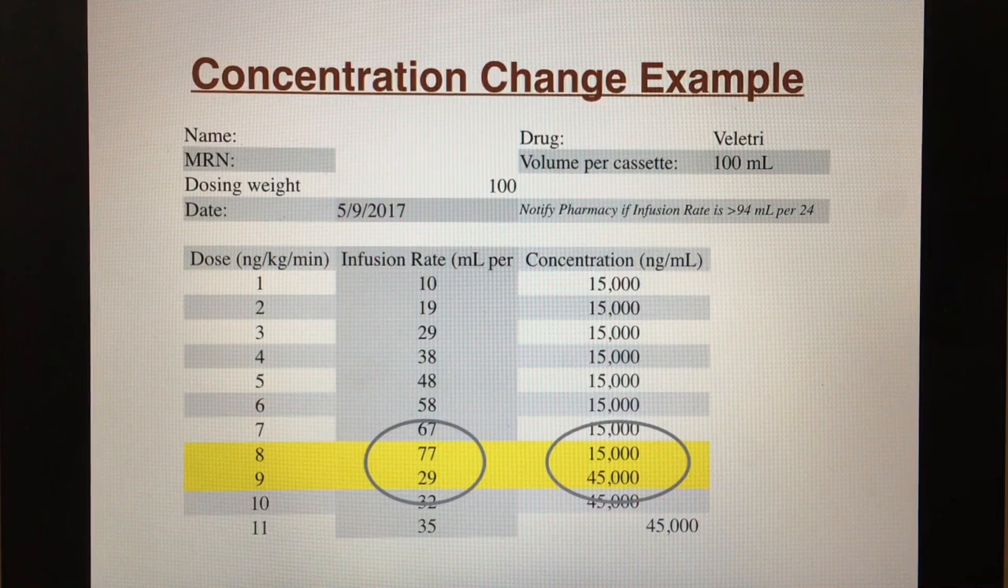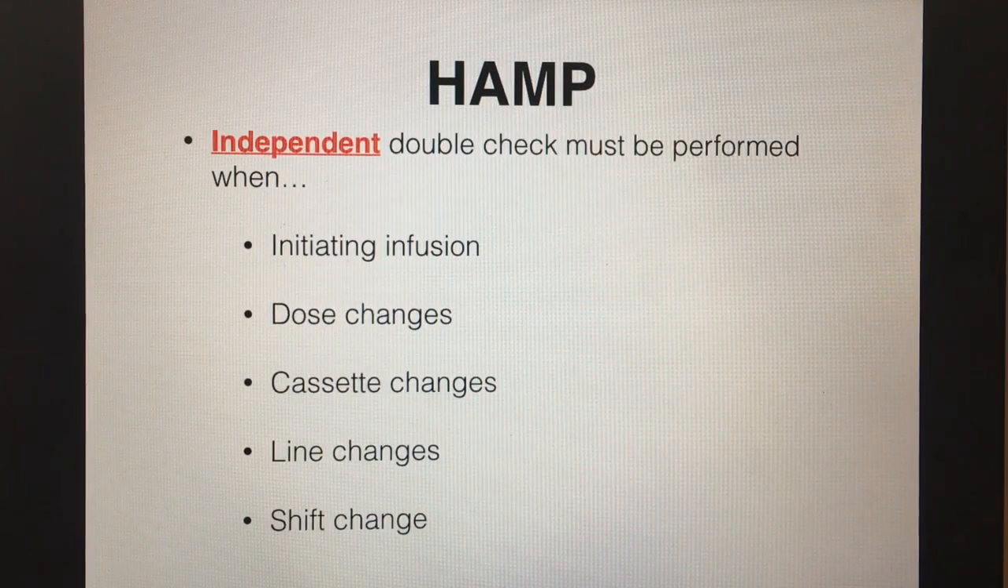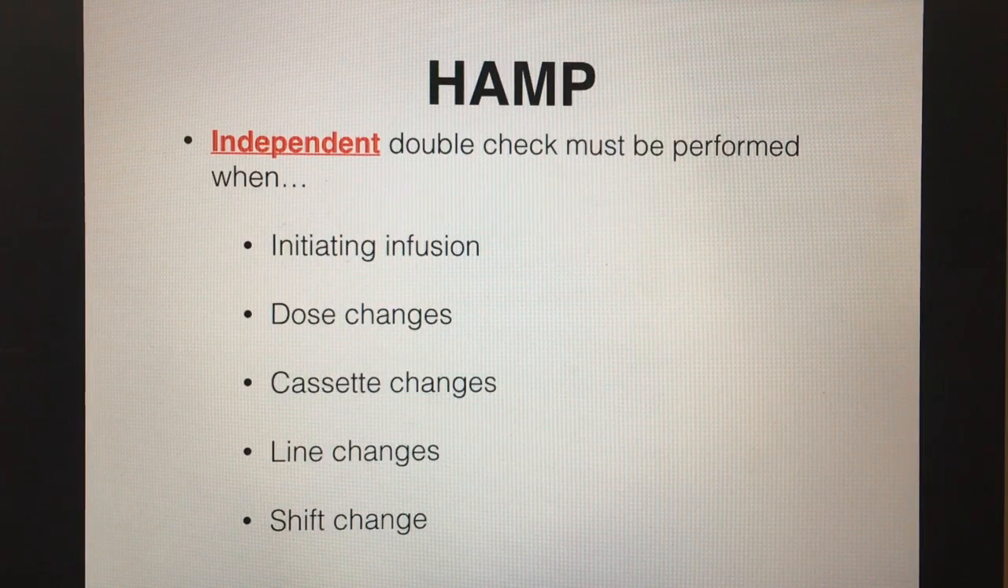So if you were to not reprime the line, the patient would be underdosed for several hours until the entire line was cleared. Hamping. So these medications are all high alert medications. A true hamp is an independent double check, and it must be performed when initiating the infusion, dose changes, cassette changes, line changes, and at change of shift.